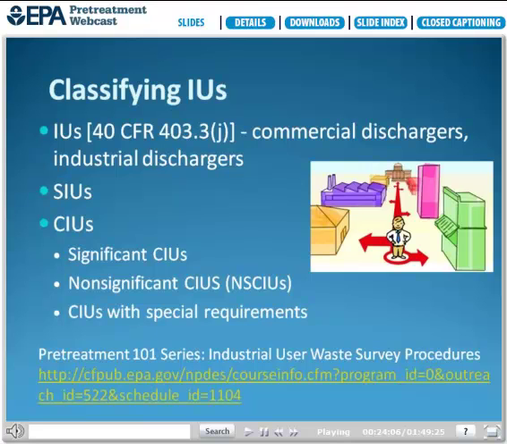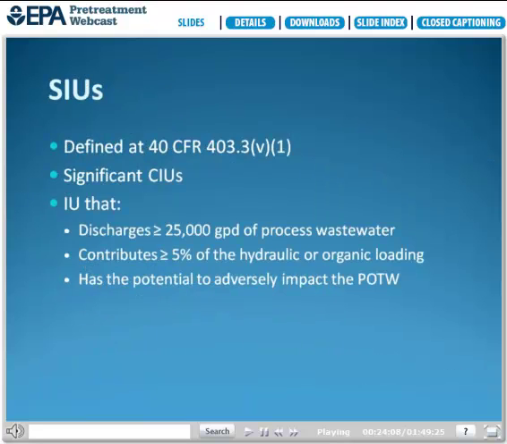EPA has defined significant industrial user as the following. First off, you have categorical industrial users. For these industries, EPA has evaluated several industry sector processes and their wastewater and available treatment technologies in order to determine federal discharge standards for that industry sector. By default, if you find you have an industrial discharger discharging to your system that is subject to these regulations, consider them to be a significant industrial user until otherwise determined.